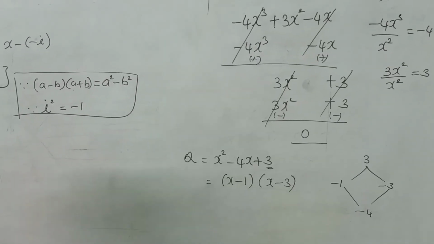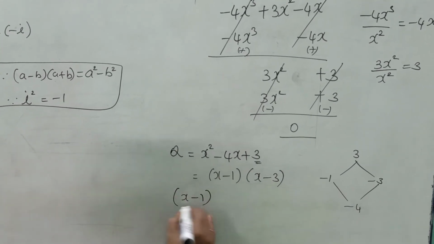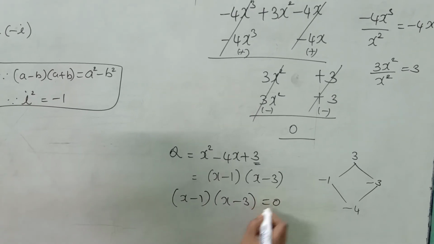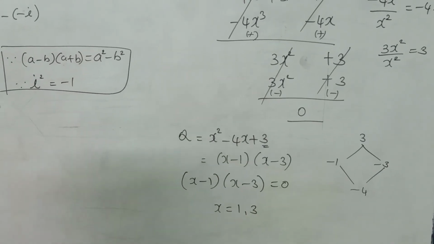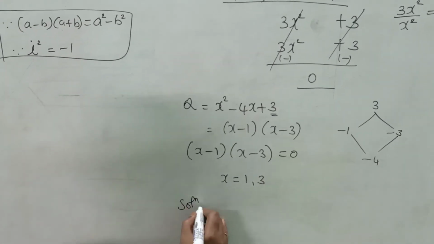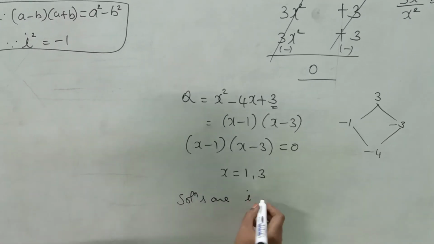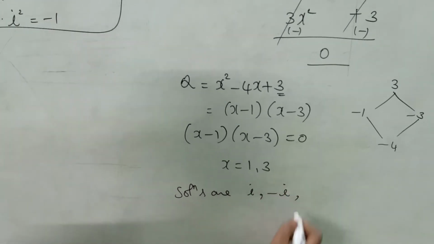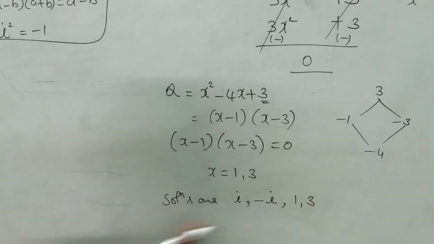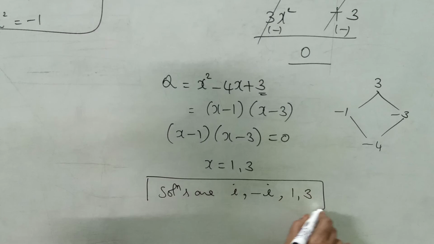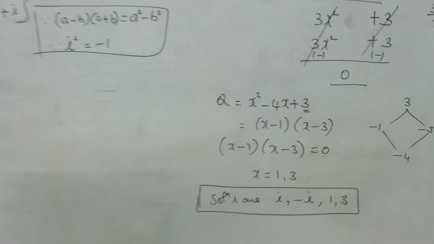Equating the quotient to 0, we get x equal to 1, 3. These are the third and fourth root of the equation. Therefore, solutions are, first one is I, that is square root of minus 1. Second one is its conjugate minus I. Third ones are 1 and 3. Because it's a biquadratic equation, we are getting 4 roots. This is the important sum. Already asked in 5 mark in the Madras University examination.